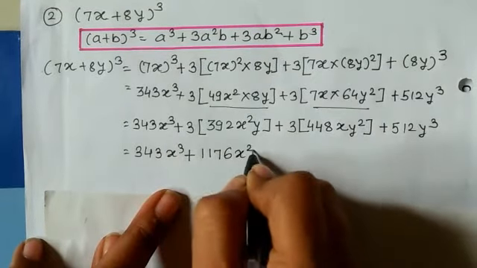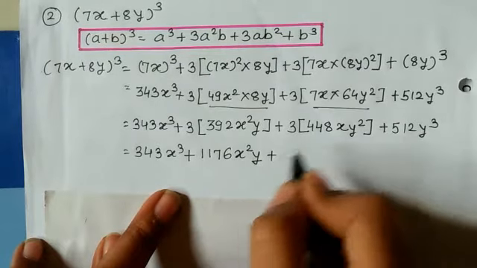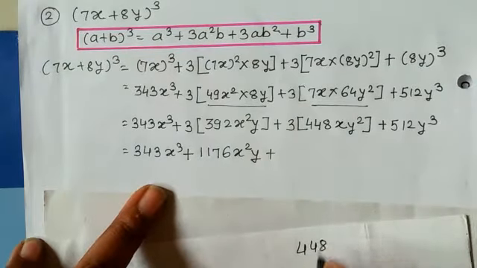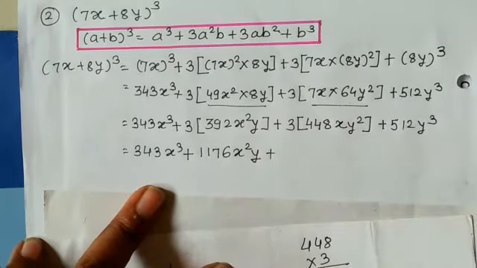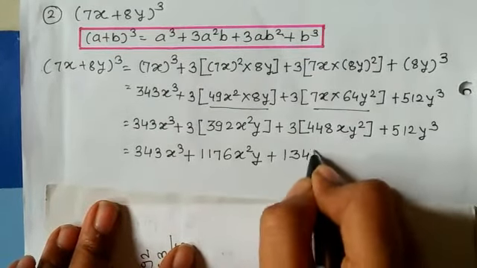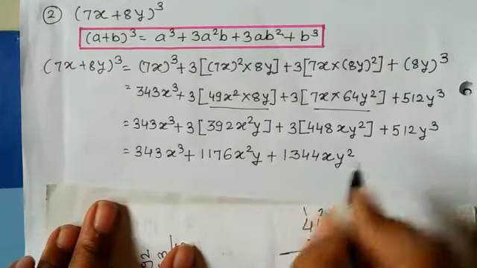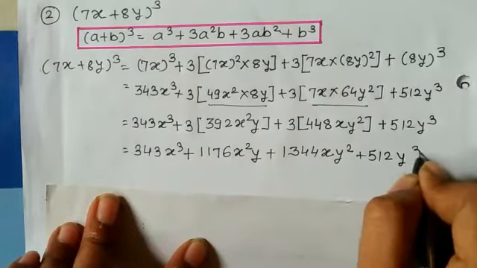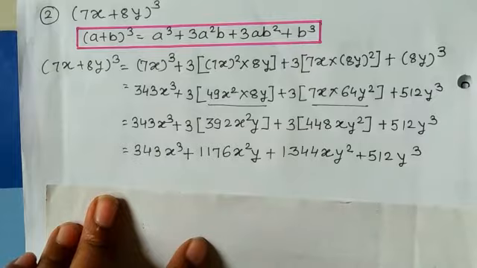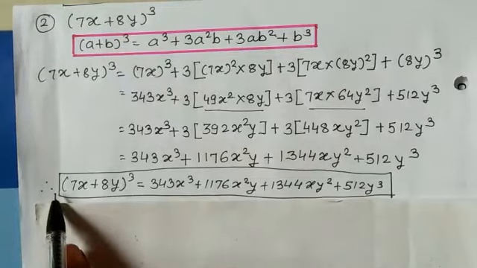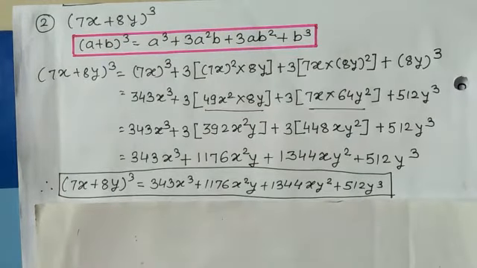1176 x square y plus, now the multiplication of these numbers, 448 multiply with the 3. The answer is 1344 x y square plus 512 y raised to 3. So this is the answer which you have to write in this way. The symbol of therefore and the box around the whole answer. If you want, you can take the screenshot.